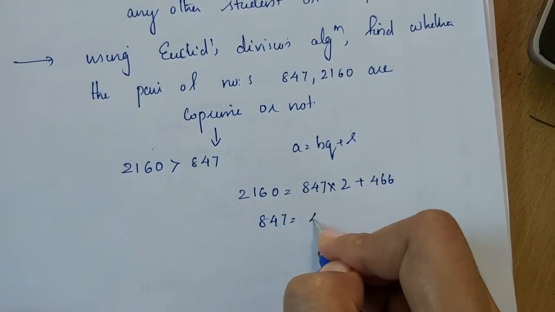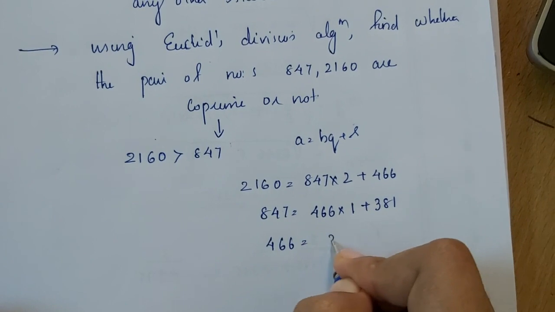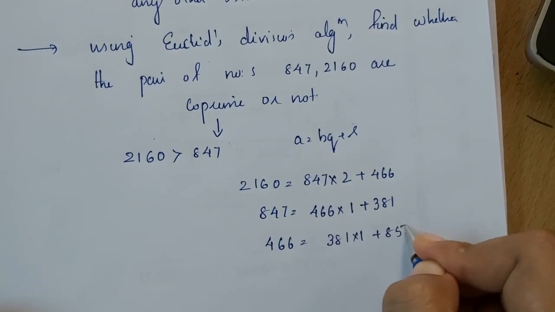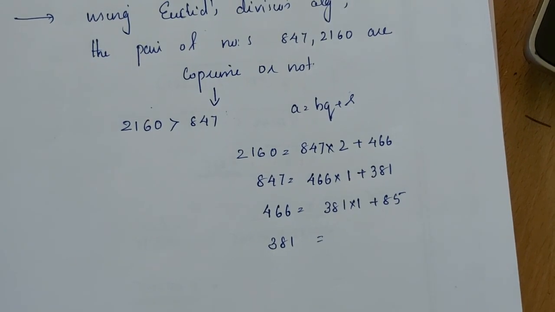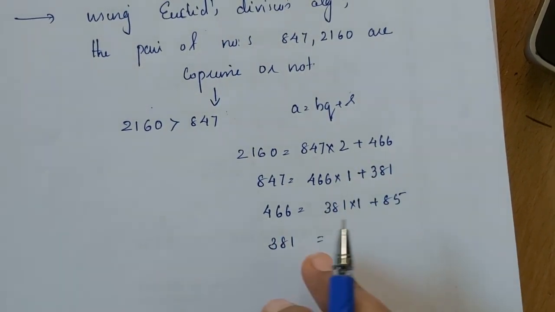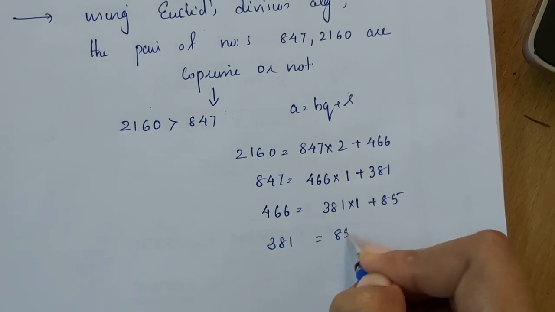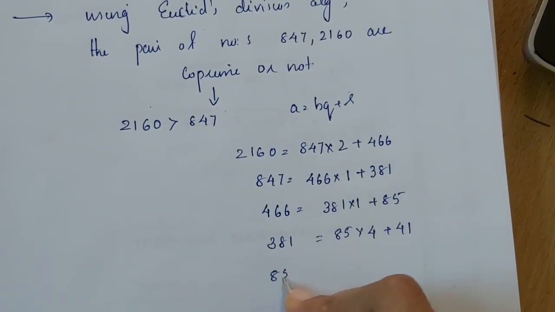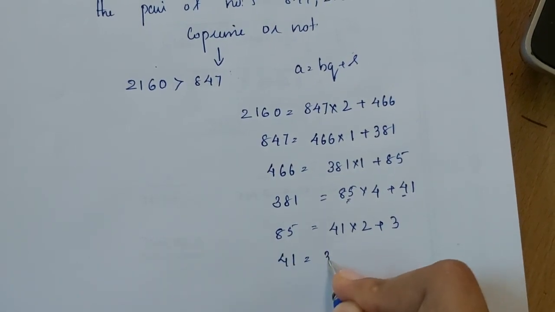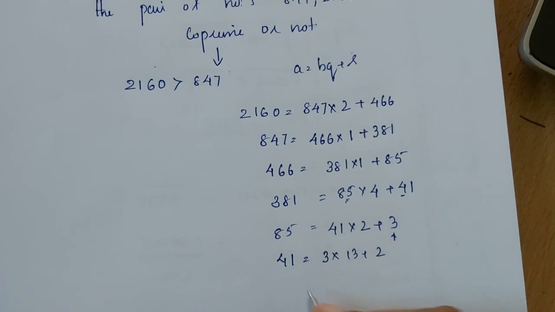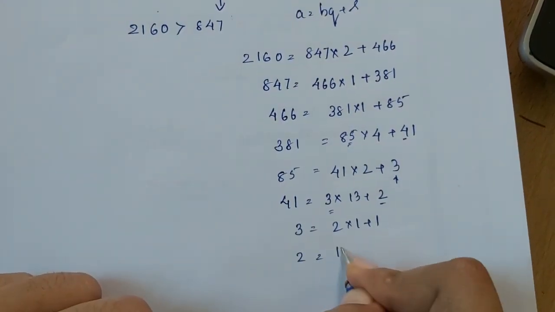847 is equal to 466 into 1 plus 381. 466 is equal to 381 into 1 plus 85. I will provide the link to find how to find the HCF of two numbers using Euclid's division algorithm in the description, so please find it. 381 is equal to 85 into 4 plus 41. 85 is equal to 41 into 2 plus 3. 41 is equal to 3 into 13 plus 2. 3 is equal to 2 into 1 plus 1. 2 is equal to 1 into 2 plus 0.